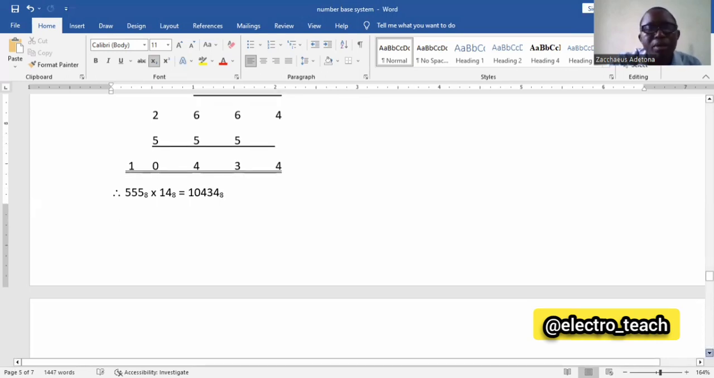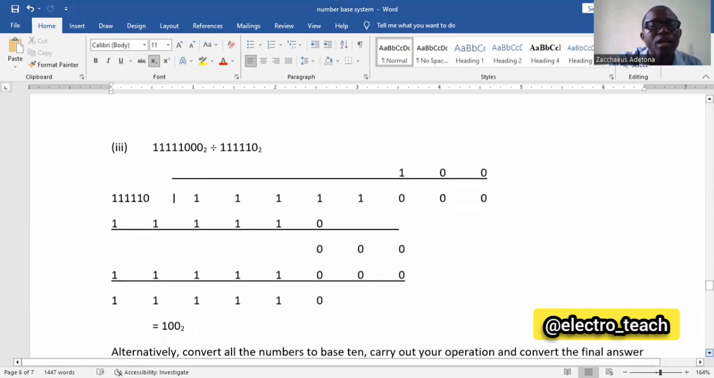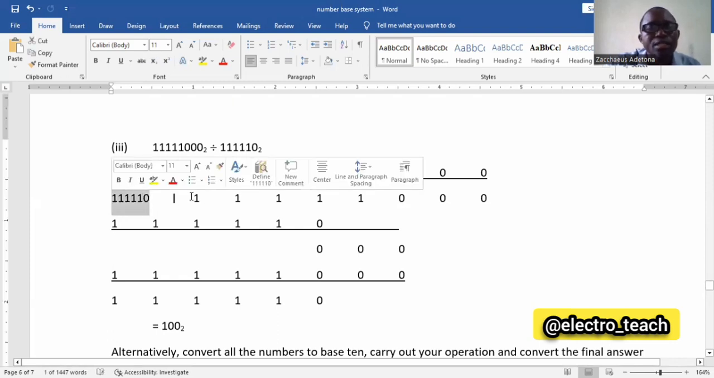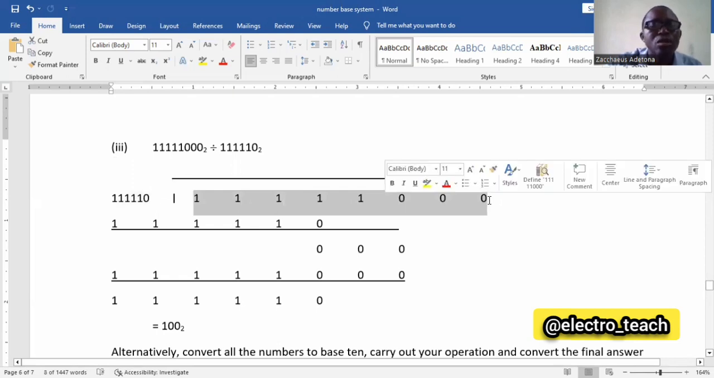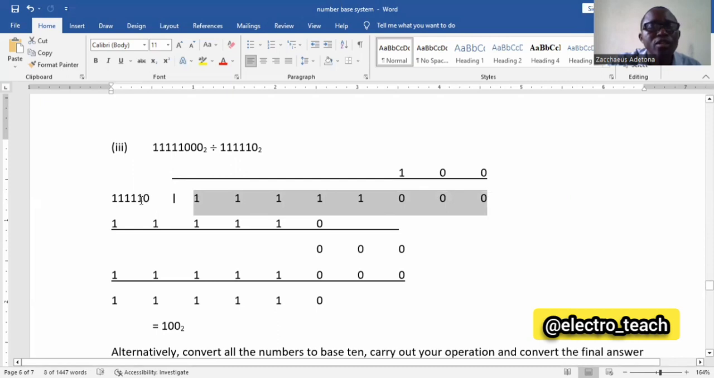The next one is number 3. We are having a division of numbers in base 2. 1111000 divided by 111110, base 2. So what we are doing is division of 11111000 divided by 111110 in base 2. So we do a long division. This is the factor here, and this is the number that we want to divide. So what we do is 1, 1, 1, 1.